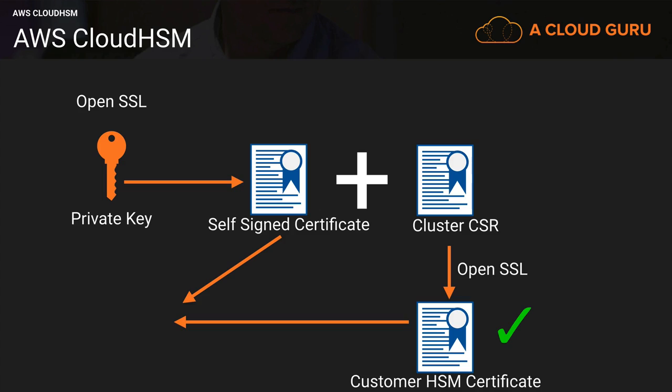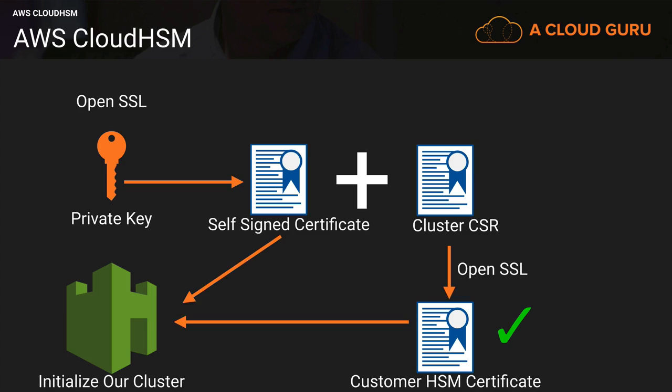We then take our HSM certificate and our self-signed certificate, and we uploaded those into Cloud HSM, and we've initialized our cluster. Now, we can't do anything else with our cluster. We have to go in and manage it. In order to do that, we need to provision an EC2 instance in order to manage it.